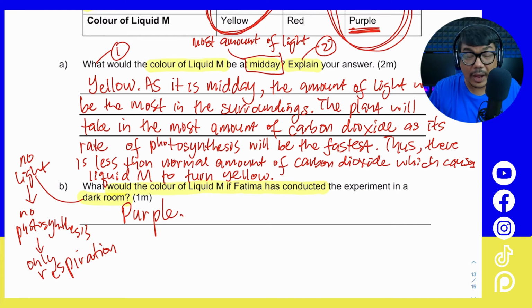Good. So since now liquid M is purple because of respiration, we are done. Okay, so do I need to explain further? No, because this question only asks you what would the color of liquid M be. So yep, this question here is a very easy, simple, straightforward 1 mark answer.